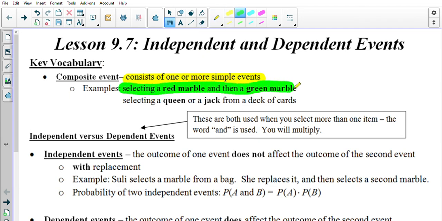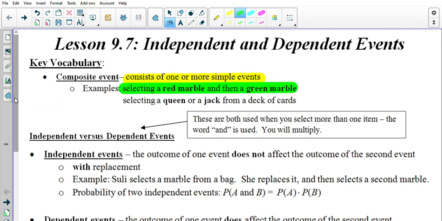An independent event means that I select the red marble, I put it back, and then I select a second marble. So what's the probability that that second one is green? We'll talk about dependent events as well, meaning let's say I select a red marble, I don't replace it, and then I select a green marble. The probability of the second event changes because I have fewer marbles in that jar. This second example is one of those mutually inclusive and exclusive events, so I don't really want to talk too much about this. That's something that you will probably see next year, and if not next year, then definitely in high school.